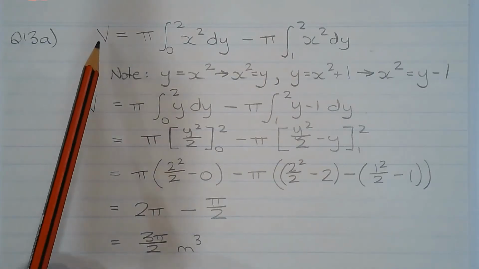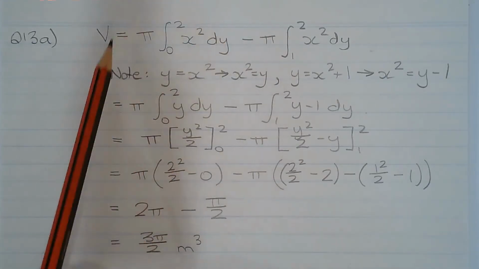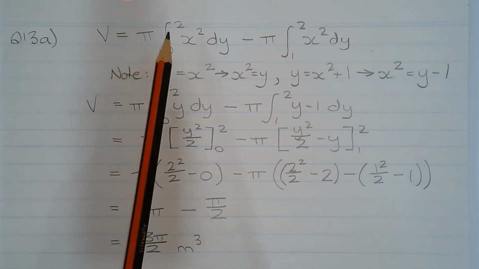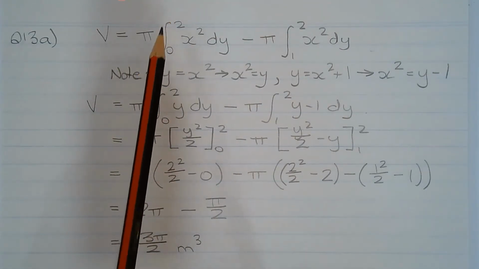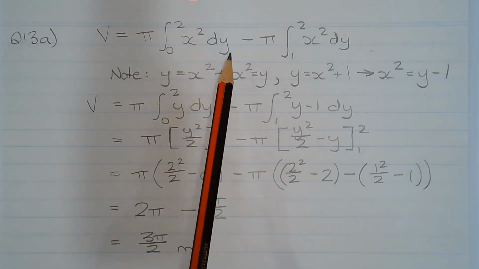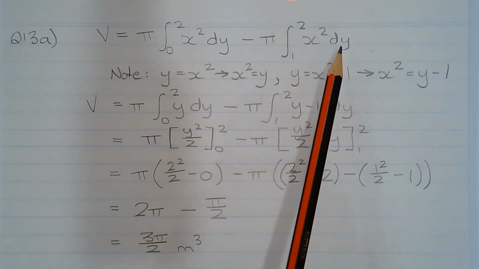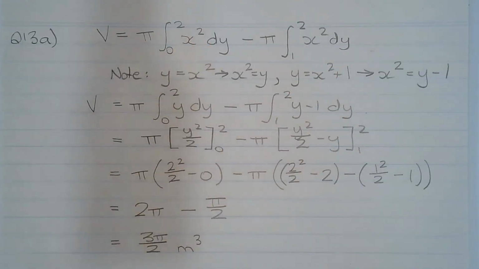The volume V of the sculpture is given by the volume of the outer curve minus the volume of the inner curve. So that's pi multiplied by the integral from y equals 0 to y equals 2 of x squared dy minus pi multiplied by the integral from y equals 1 to y equals 2 of x squared dy. So this x squared here refers to the outer curve and this x squared refers to the inner curve.